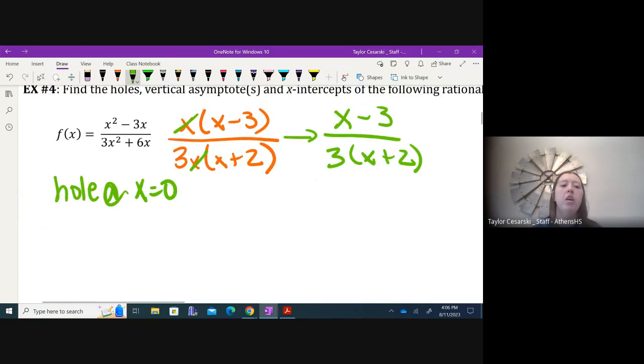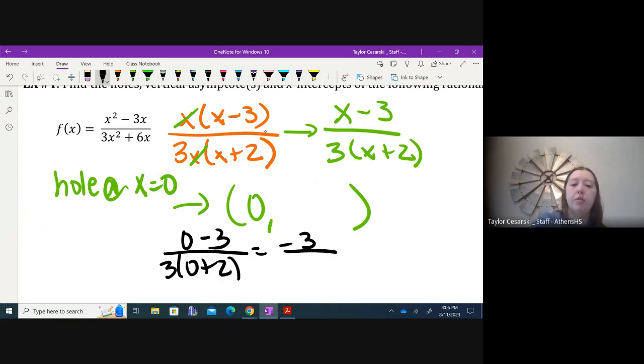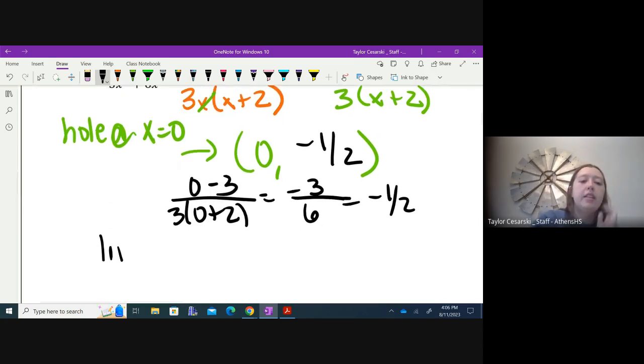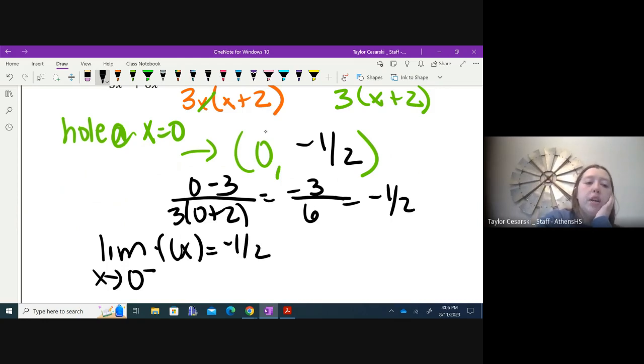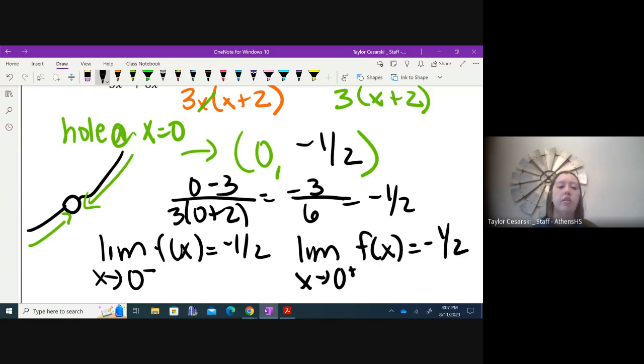So to simplify this, it would just look like this. Okay. Now, if I wanted to find the y coordinate of that hole, I know that x is 0, so I'm just going to plug that in. So I have 0 minus 3 over 3 times 0 plus 2. That gives me negative 3 over 3 times 2 is 6, or negative 1/2. So that is the coordinate of your hole. That also means that the limit as x approaches 0 from the left side would be equal to negative 1/2, because this is kind of what that hole looks like on the graph. So coming at it from the left, it's going to equal that y value, and coming at it from the right, it's also going to equal that y value.